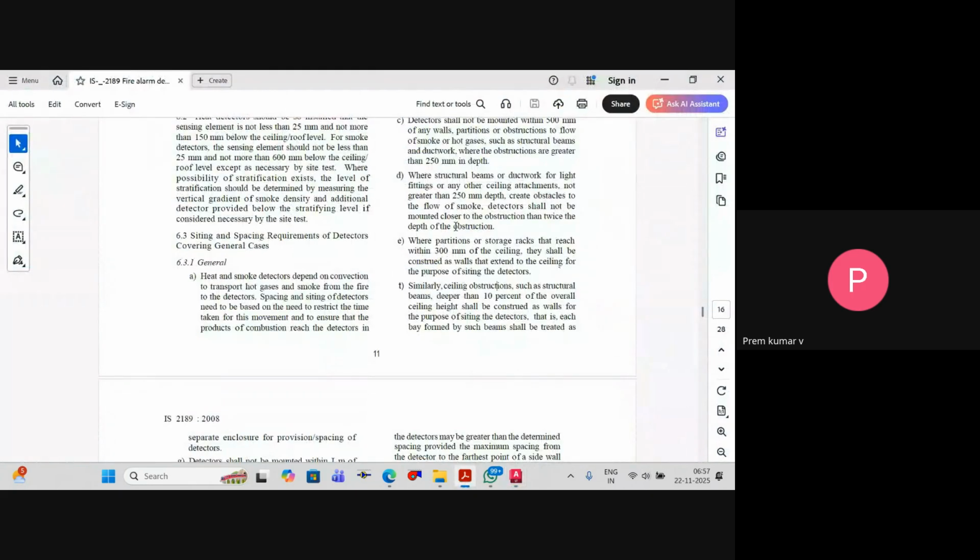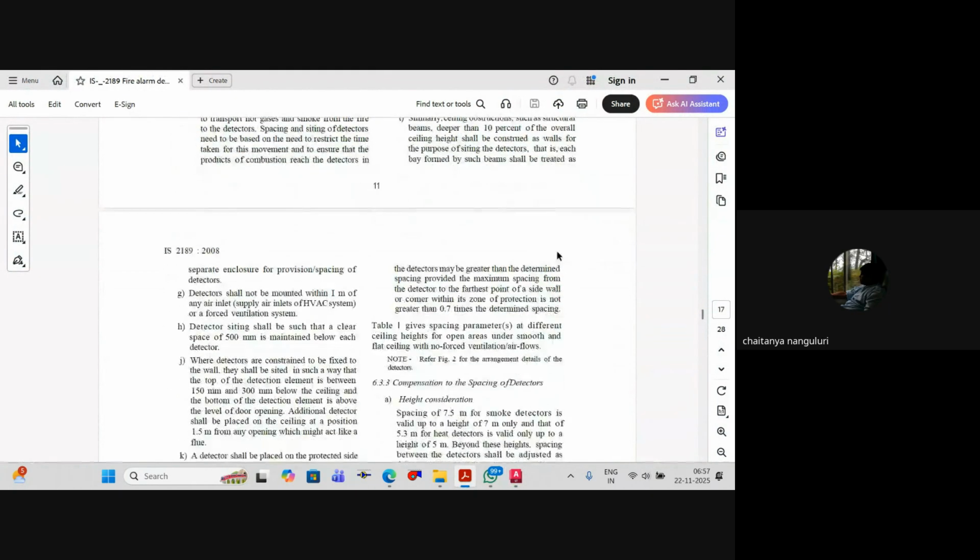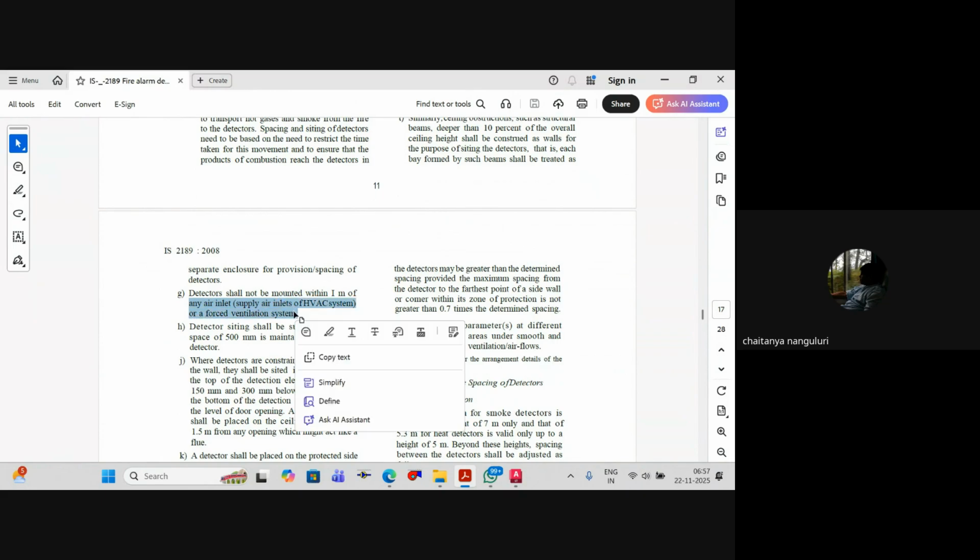Then coming to the next one: detectors shall not be mounted within 1 meter of any air inlet. That means if you have HVAC, your supply duct, especially, but return is actually good, because moreover you're trying to take an air sample. If you have supply air, then within 1 meter you should never place your detector. Adjacent to return air, you are always free to install, but for supply air you should not. Clear?